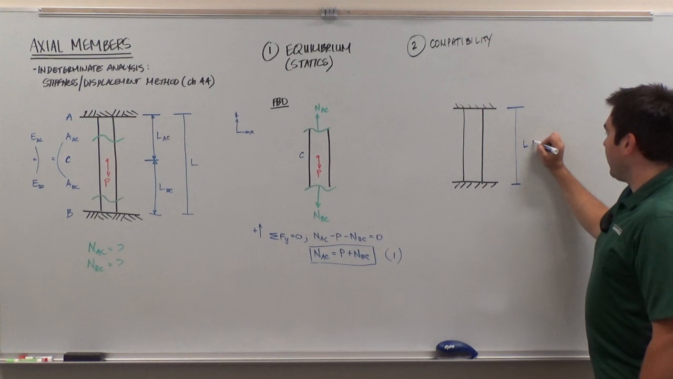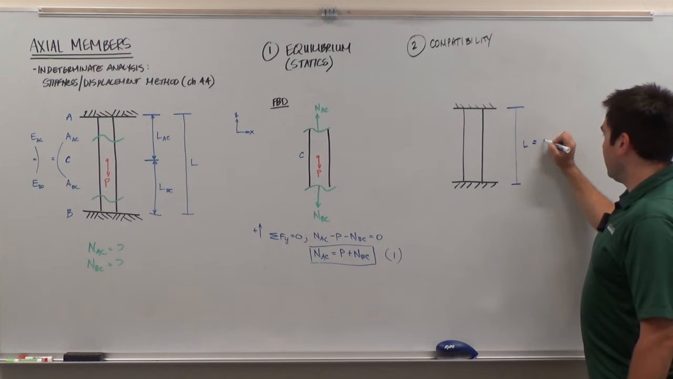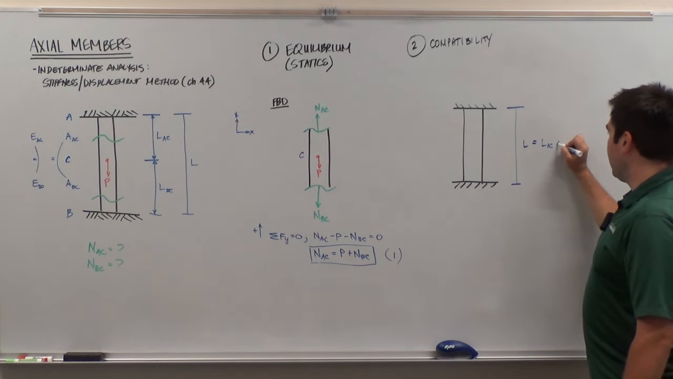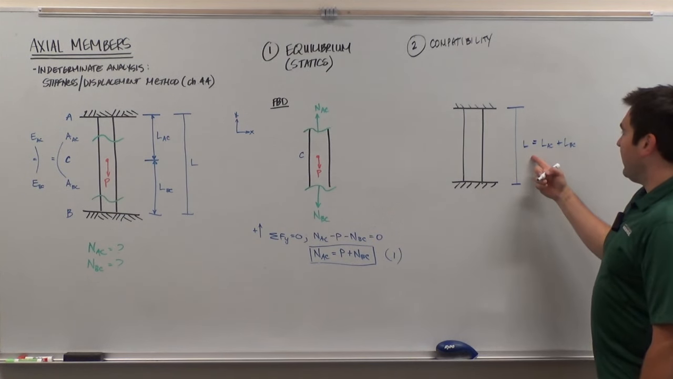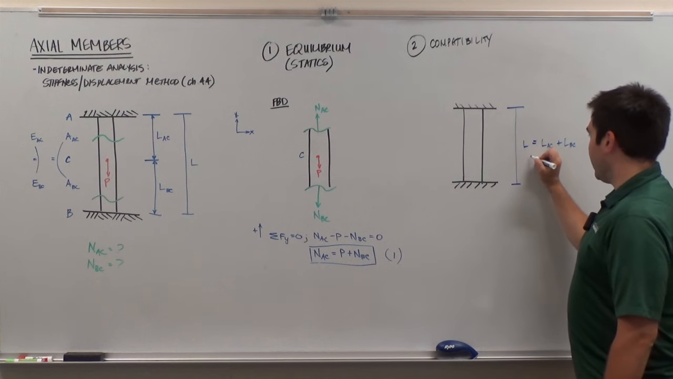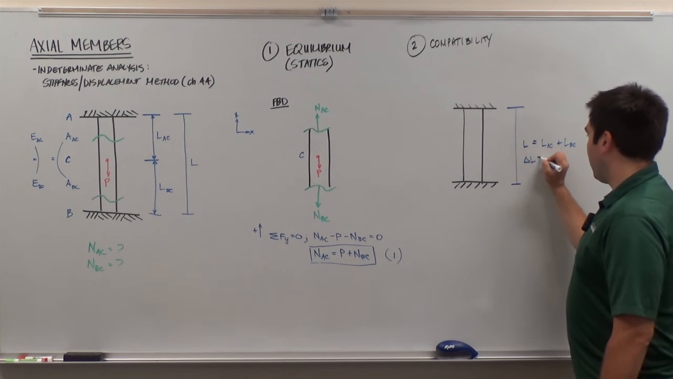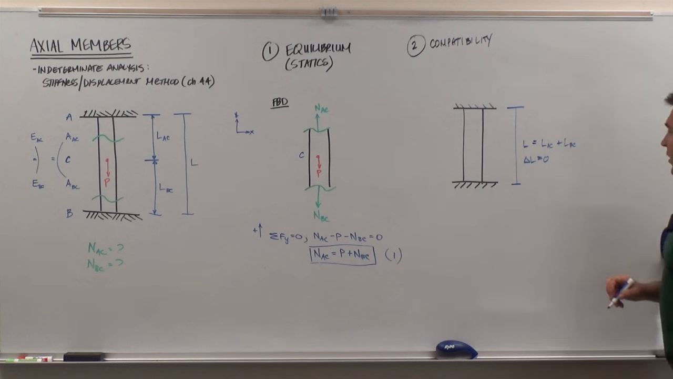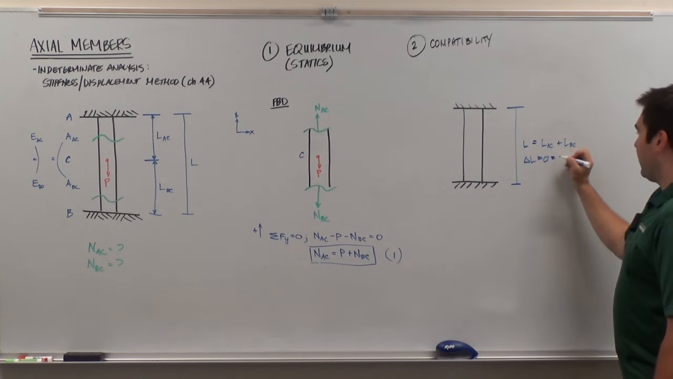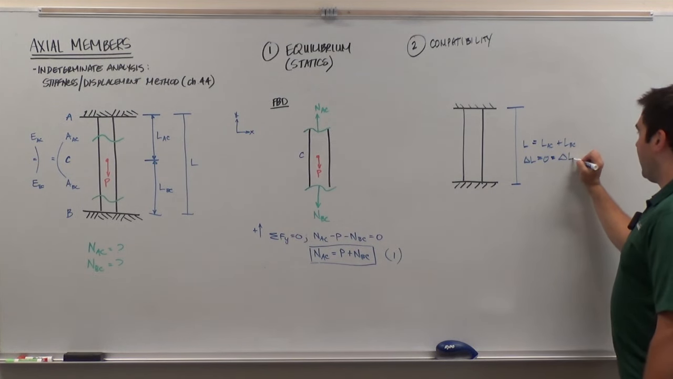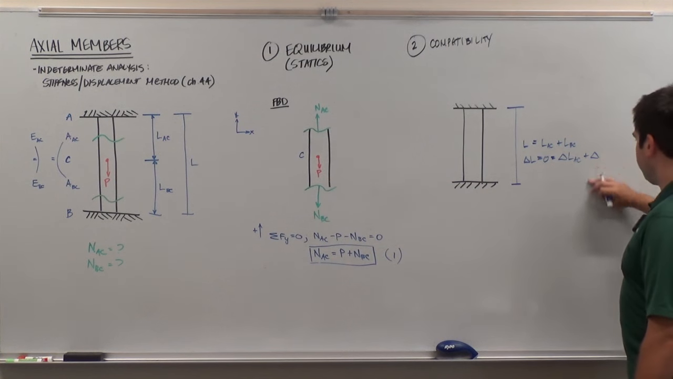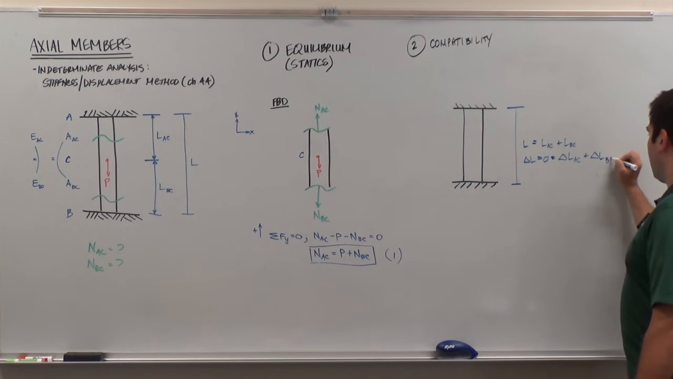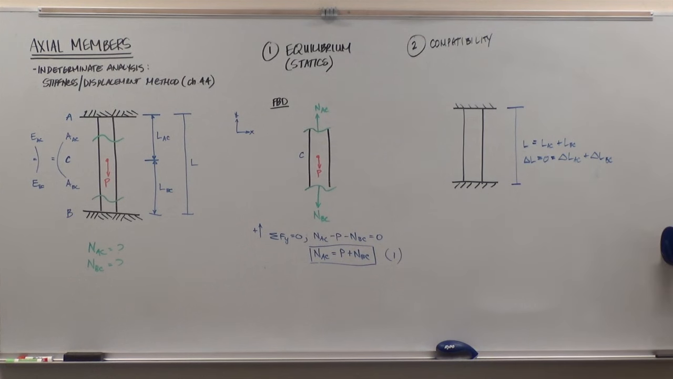And that overall length is equal to the length of member AC plus the length of member BC. We know that delta L has to be equal to 0. The change in length equals 0, which by extension simply means that the change in length of member AC plus the change in length of member BC also has to be equal to 0.